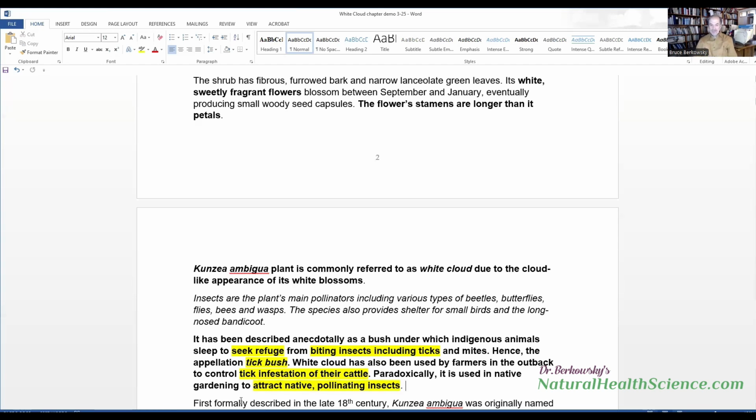But the whole concept of attraction and repulsion is an animal soul quality, an astral soul. So it has that animal soul attraction-repulsion quality going on. The repulsion being of the ticks, the attraction being of the pollinating insects.